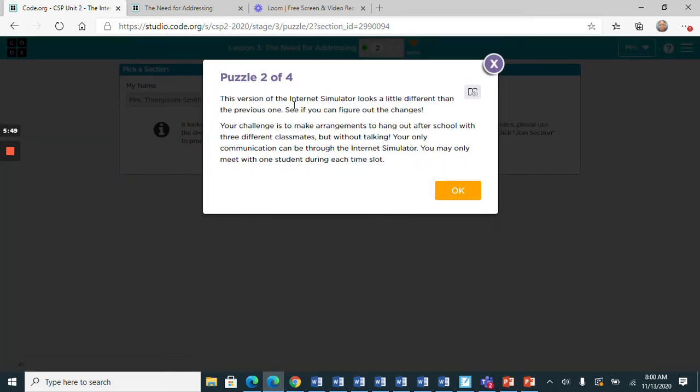And you'll see this here. It tells you level 2. This version of the Internet Simulator looks a little different than the previous one. See if you can figure out the changes. Your challenge is to make arrangements to hang out after school with 3 different classmates, but without talking.